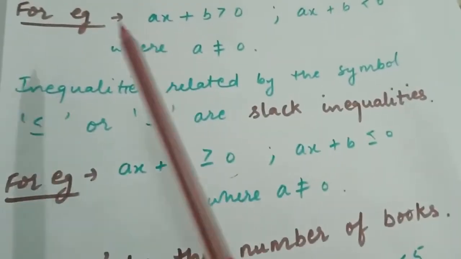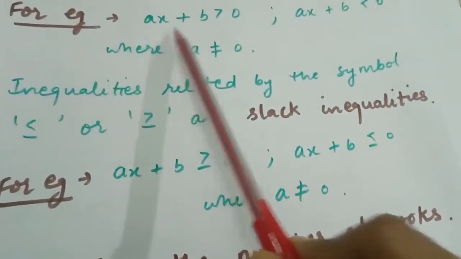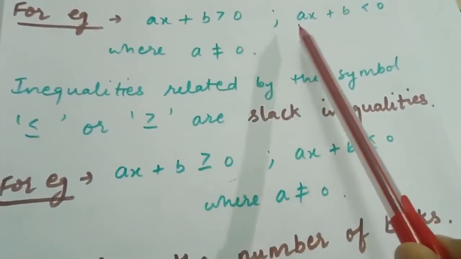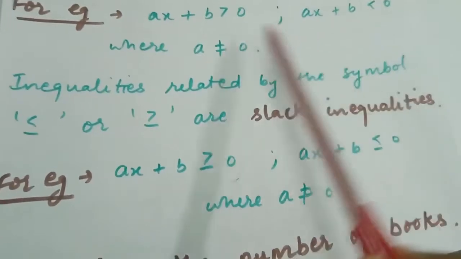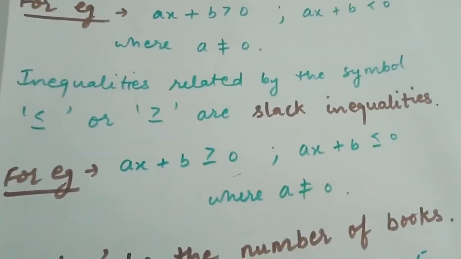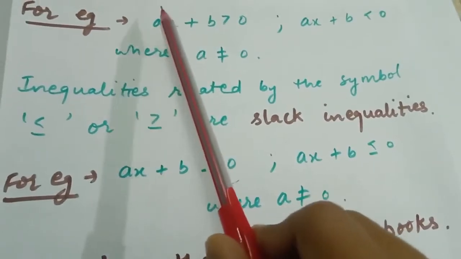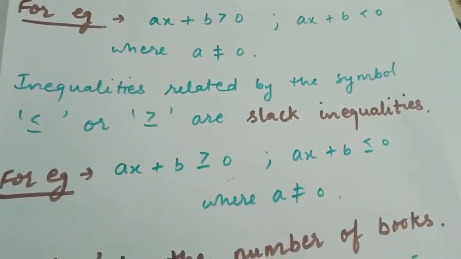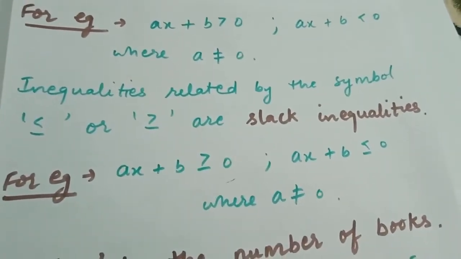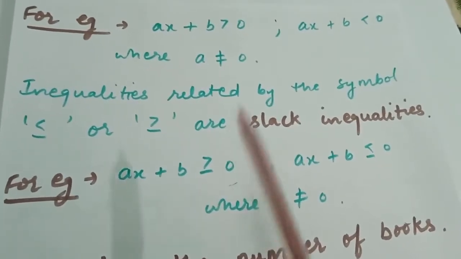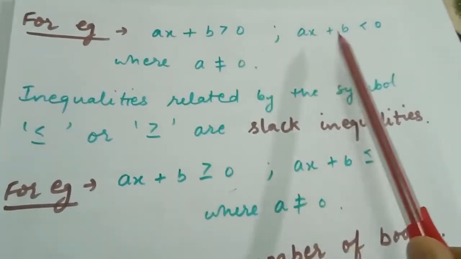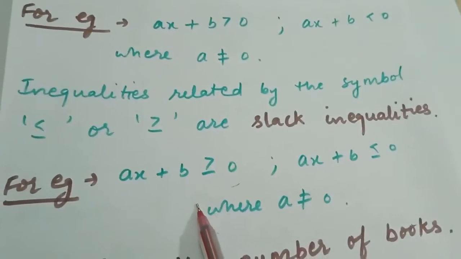Now examples of strict inequalities are ax plus b greater than 0 or ax plus b less than 0, where a is not equal to 0. Right? If a were equal to 0, then this term would not exist, so it would not remain a linear inequation in one variable. So these are the examples of strict inequalities.